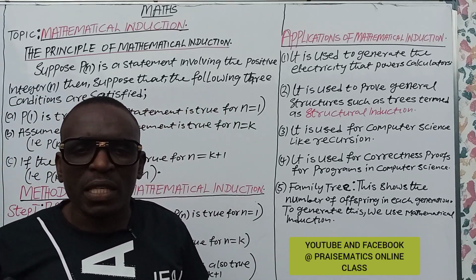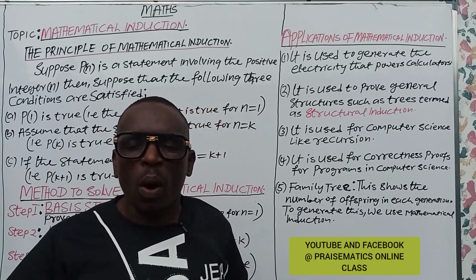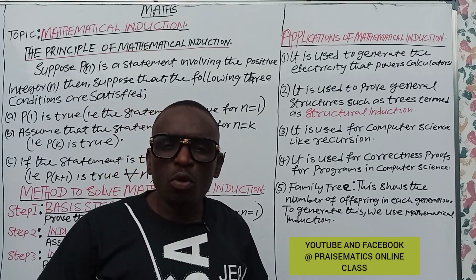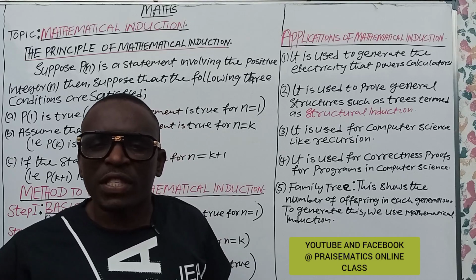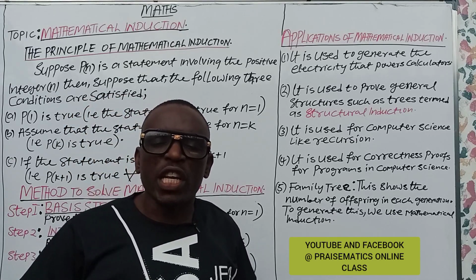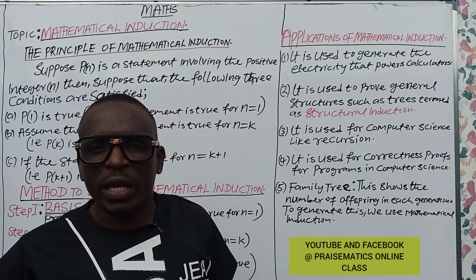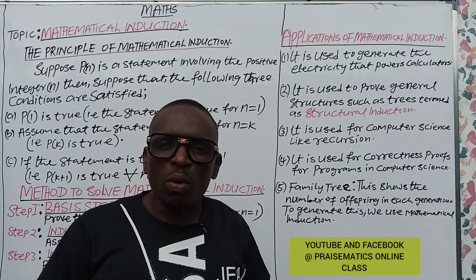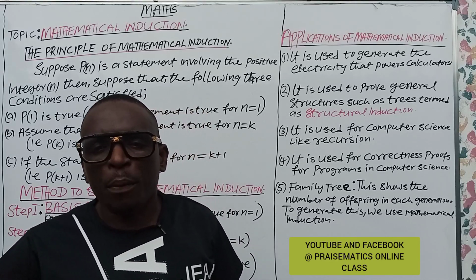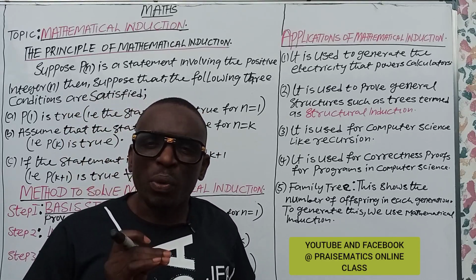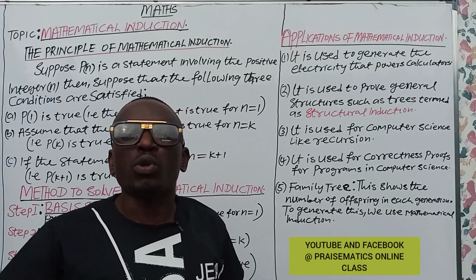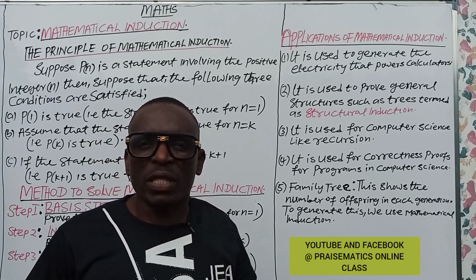After the basic step, that is when you are going to test for n equals 1. Two, we are going to look at what we call the inductive step. That is where you are going to check for n equals k. Three, you are going to go for what we call the inductive hypothesis. That is where you are going to test for n equals k plus 1. So three steps you must test.